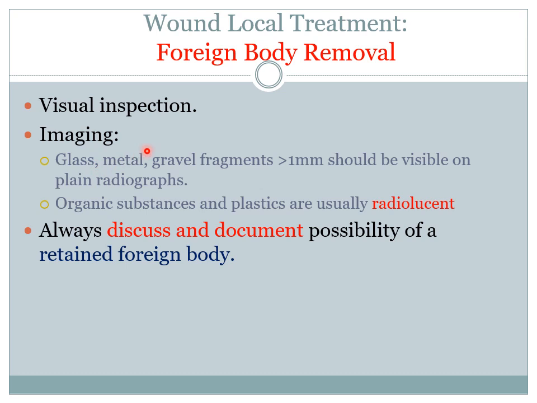أو اذا كان الفورين بودي ميتالز، مثال عليه هذول جماعة البراده مال الحديد أو جرافل فراجمنتس، إذا كان حجم أكثر من 1 ملم راح تبين بالإكس راي. الأورجانيك سبستانسز والبلاستيكس usually are radiolucent وهذني بحد ذاتها مشكلة.